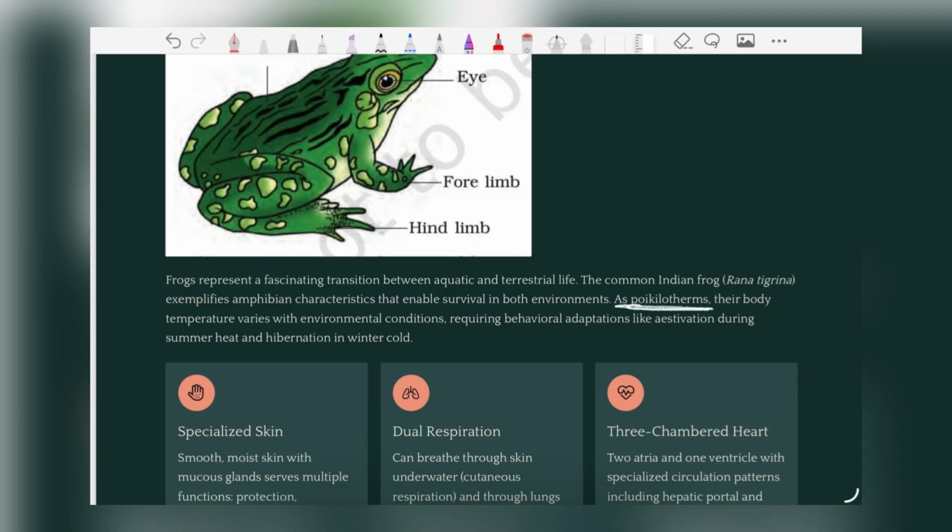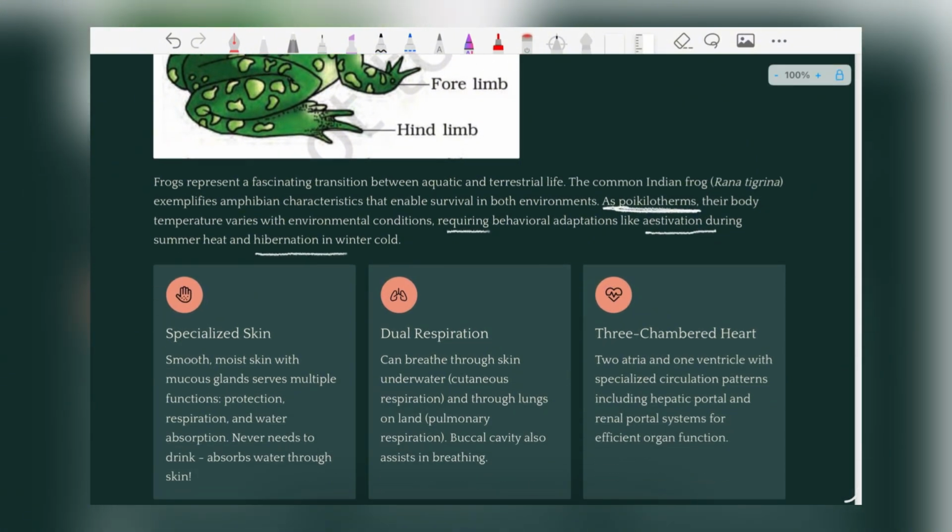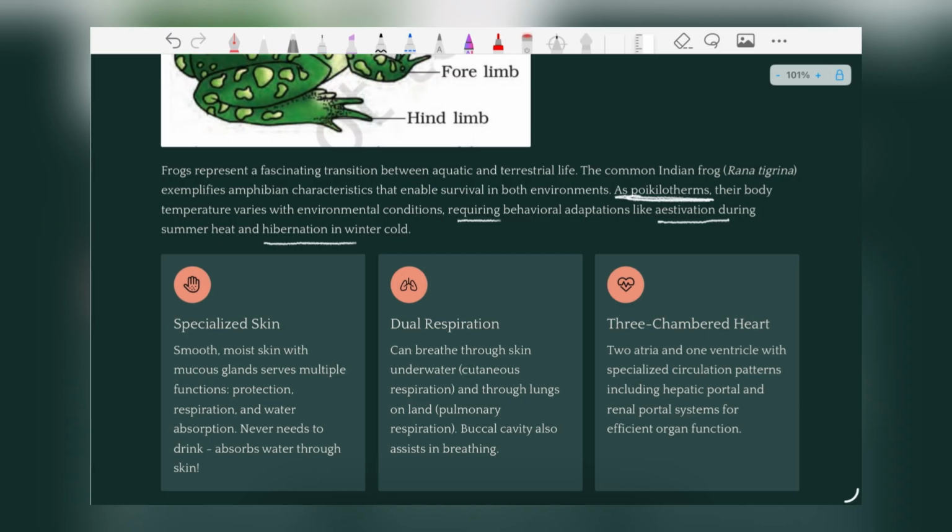As poikilotherms, they require estivation and hibernation because their body temperature varies.